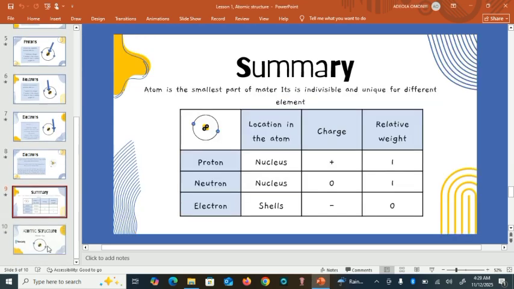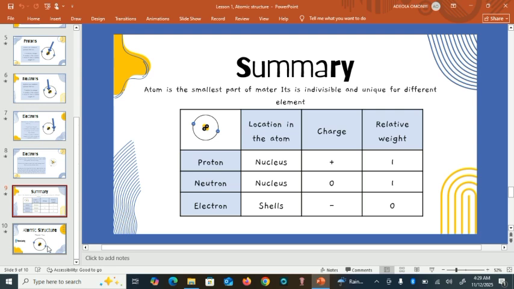Now, a simple recap of everything we have done. I said an atom is the smallest part of matter. Atoms are indivisible and unique for different elements. An atom of gold is made up of atoms of gold. Hydrogen is made up of atoms of hydrogen. Sulfur is made up of atoms of sulfur.